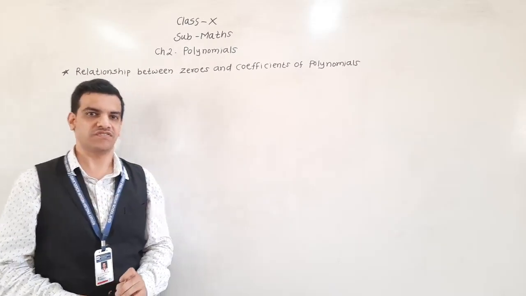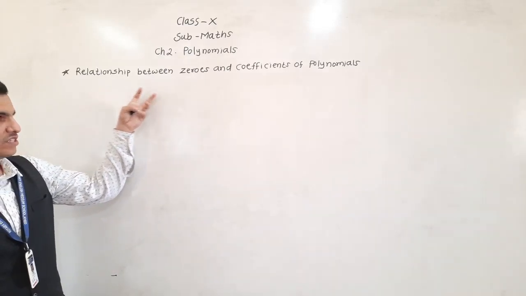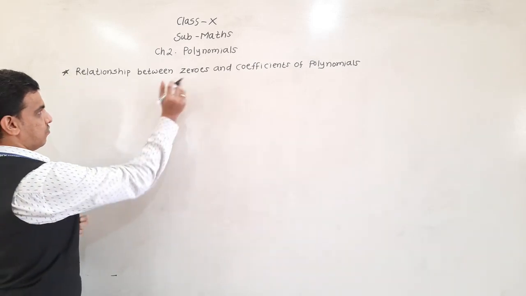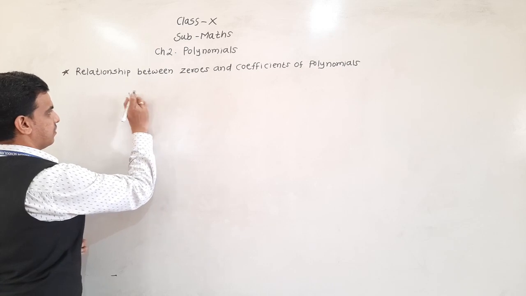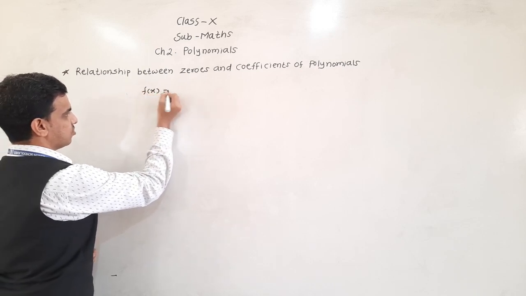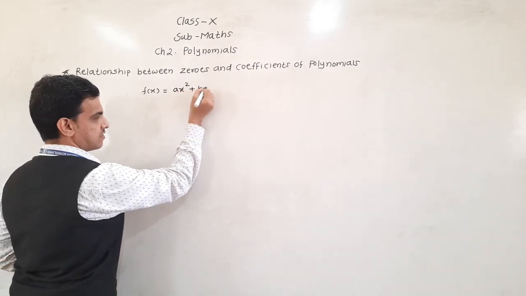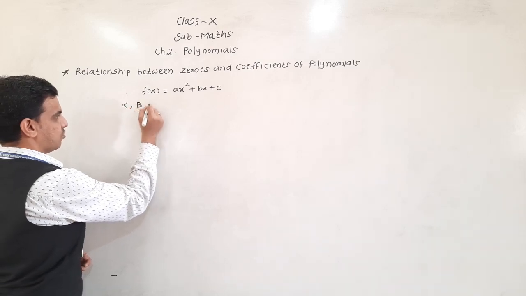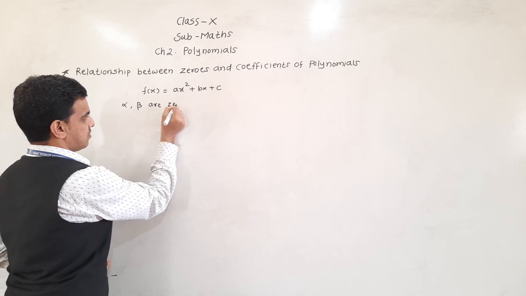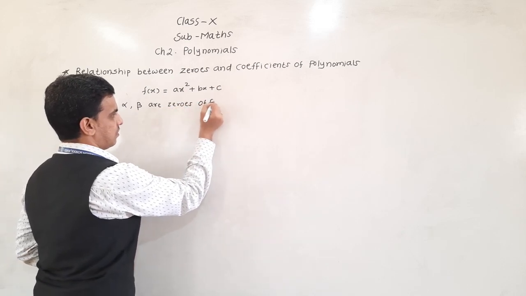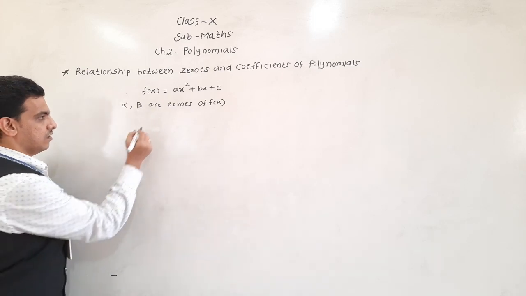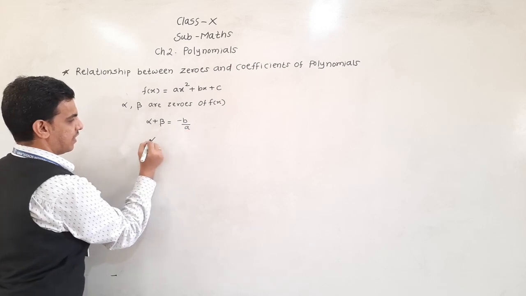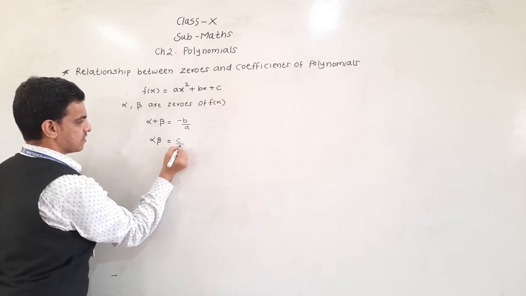Hello students, today we are going to learn the relationship between zeros and coefficients of polynomials. We already learned the relation: if the polynomial is f(x) = ax² + bx + c, and alpha and beta are zeros of f(x), then alpha plus beta is equal to minus b by a and alpha into beta is equal to c by a.